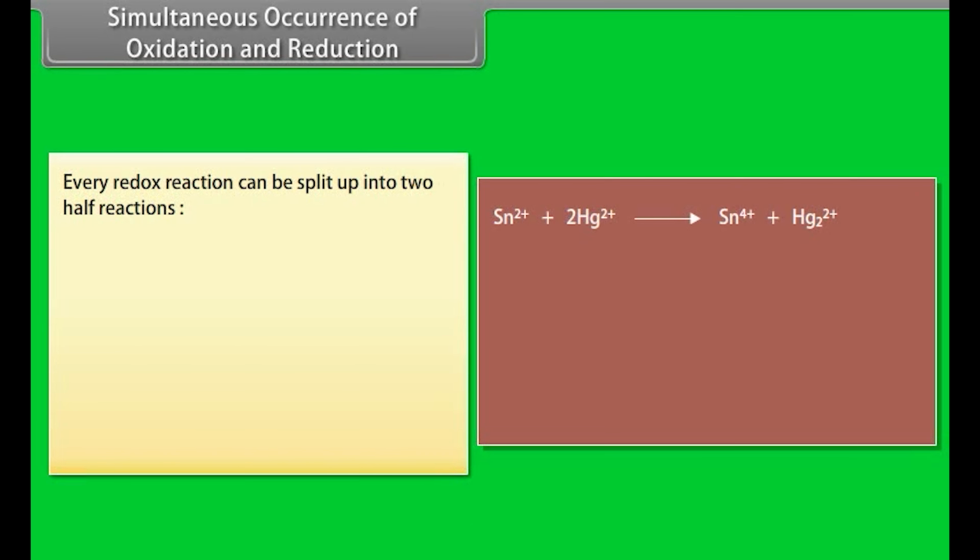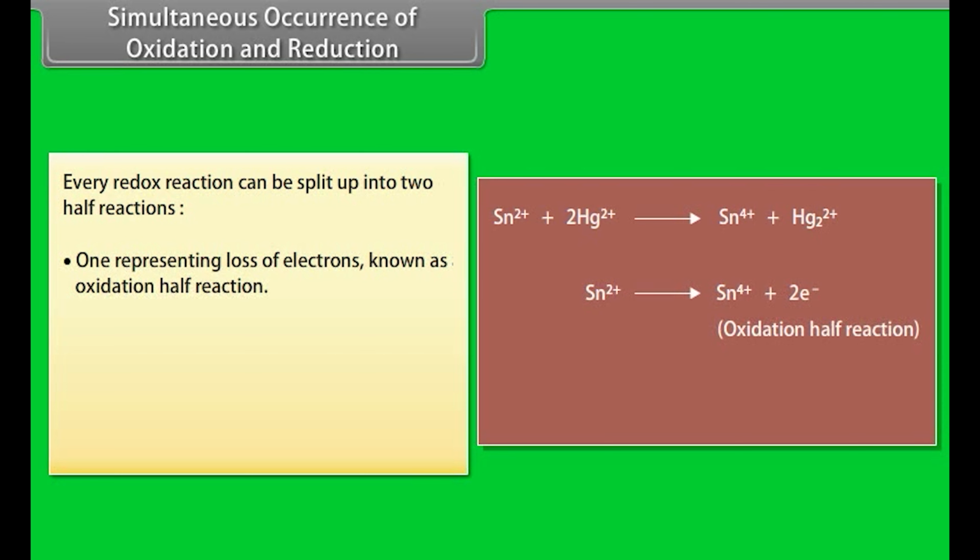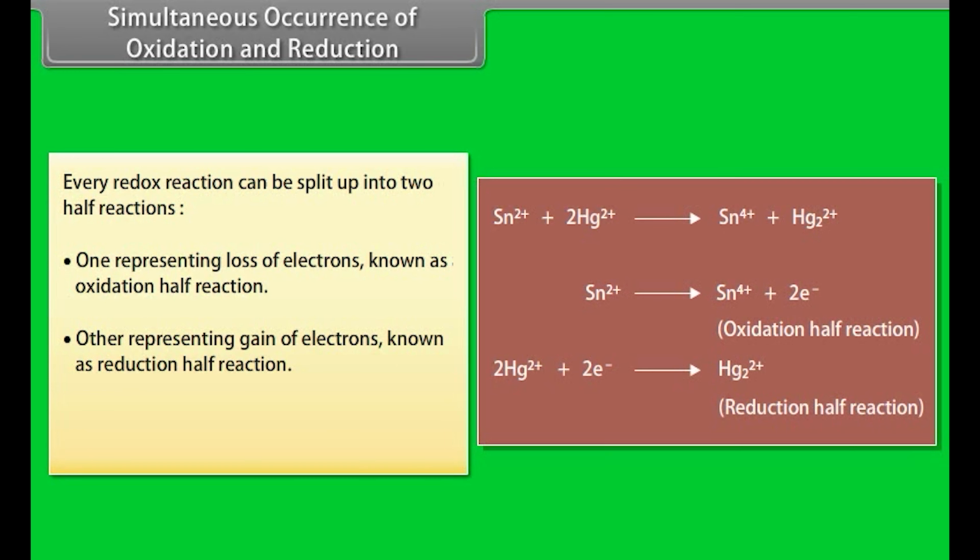Every redox reaction can be split up into two half reactions. One representing loss of electrons, known as oxidation half reaction. The other representing gain of electrons, known as reduction half reaction. The reaction can be split up into half reactions as Sn2+ gives rise to Sn4+ plus 2 electrons.